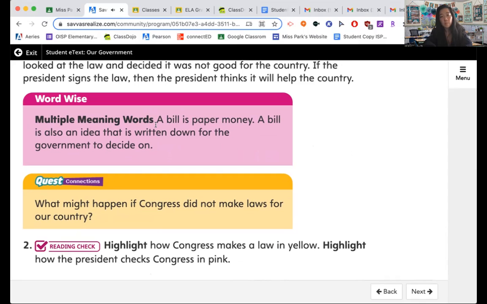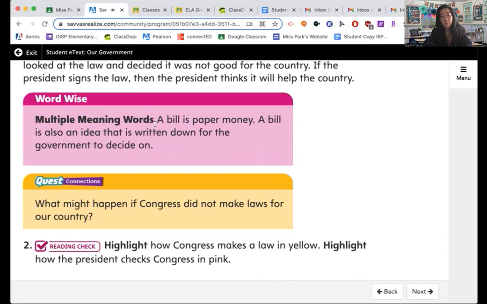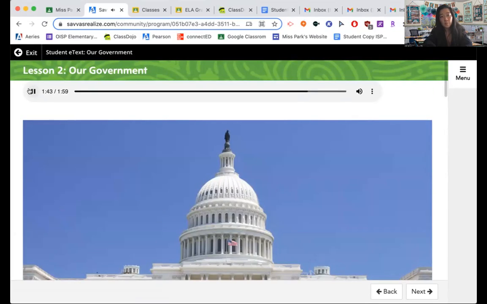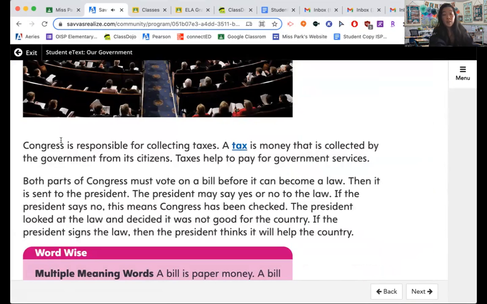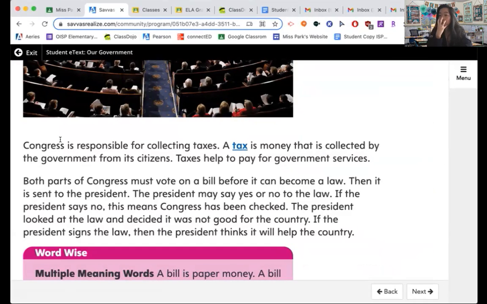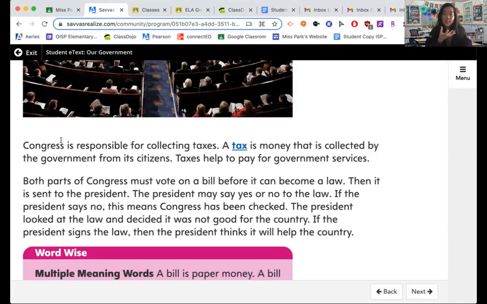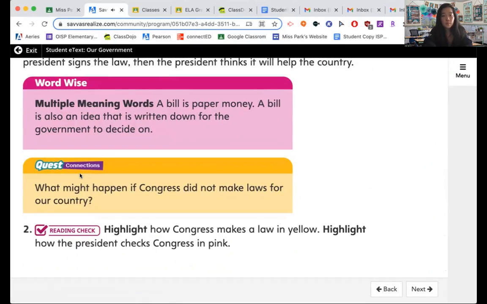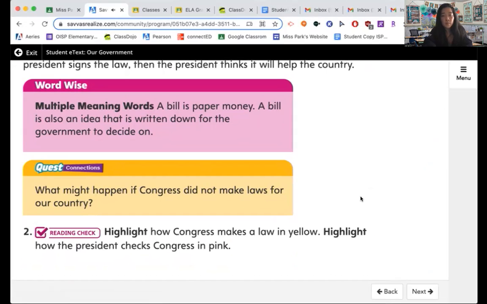Word-wise. Multiple meaning words. A bill is paper money. A bill is also an idea that is written down for the government to decide on. Quest connection. There's also another word for a bill. You could also say a bill is like the bill of a duck, like that beak that they have. What might happen if Congress did not make laws for our country?